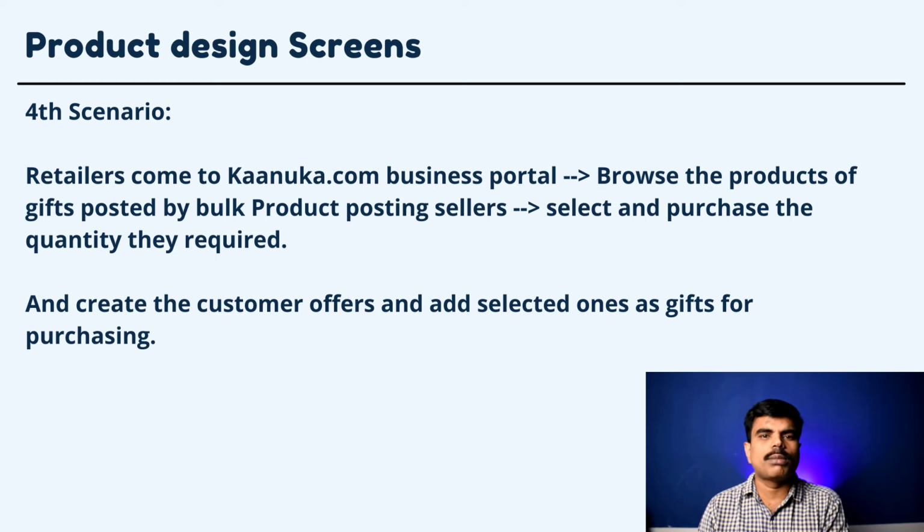After purchasing those bulk items, these retailers create their campaigns and post them. So that will be available in the customer portal, so that the customers can browse and choose those products. And as I told you, the entire user journey will go on. This is all about the fourth scenario, where the retailers buy the bulk products and create their campaign. So far we have seen all the scenarios and the user journey from start to end for each scenario.